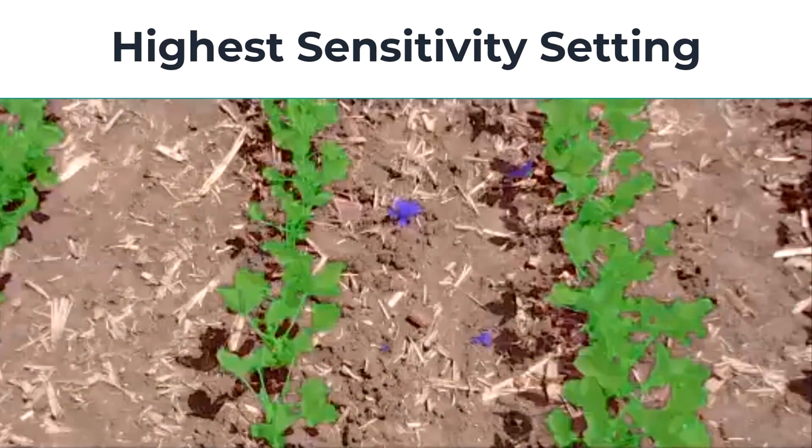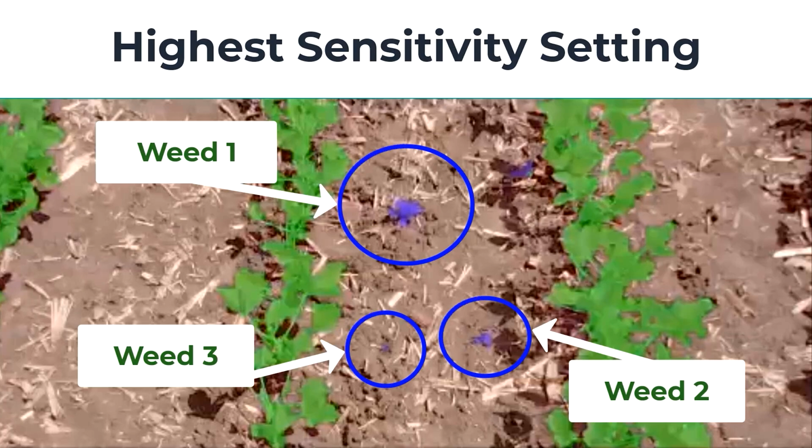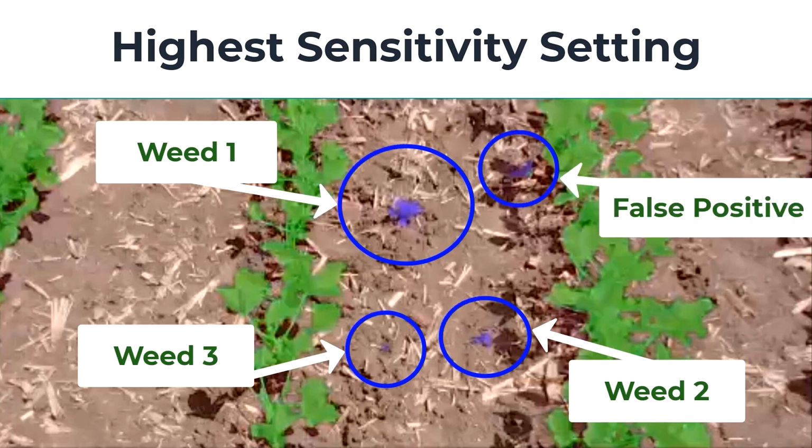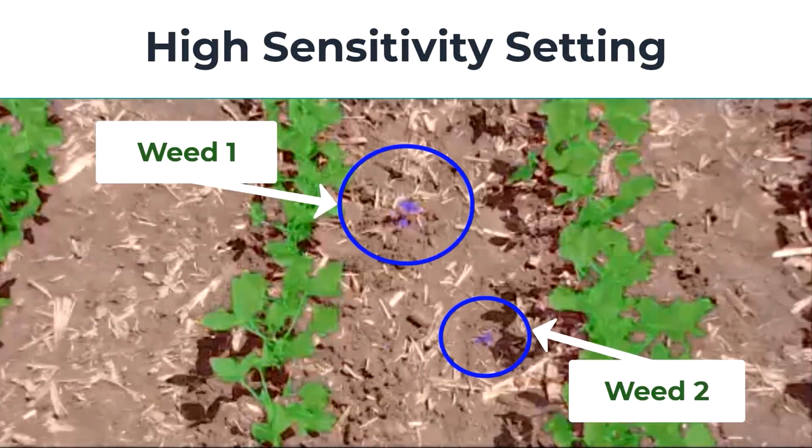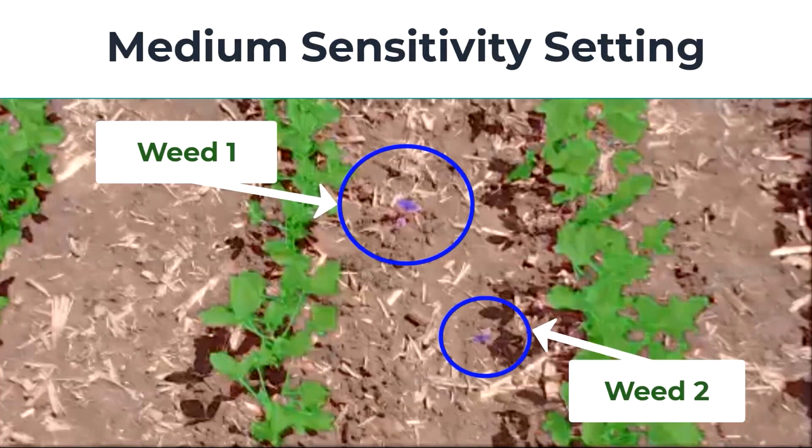Looking at the weeds through the diagnostic tool on the highest sensitivity, we can see the system identifies all 3 weeds easily, but also shows a false positive. This is due to the system requiring a lower level of certainty to identify a plant as a weed. As we decrease sensitivity to high, we can see the confidence threshold increase and we no longer identify the residue as a weed. At the medium sensitivity, we can see that the system now only detects the larger weeds.